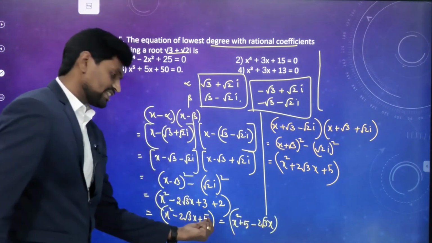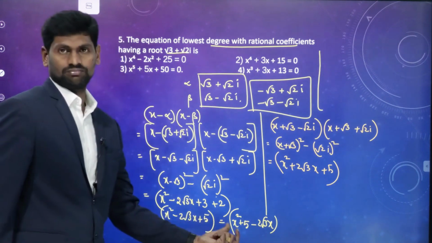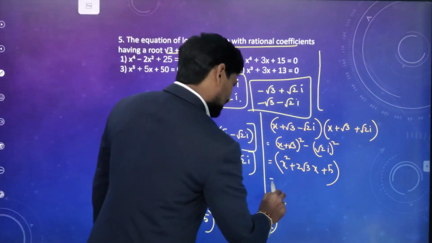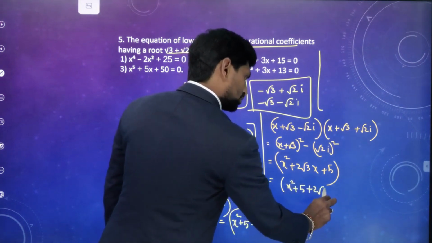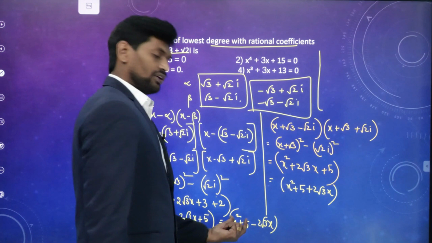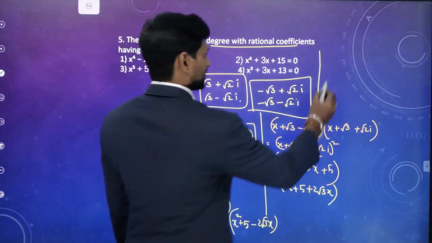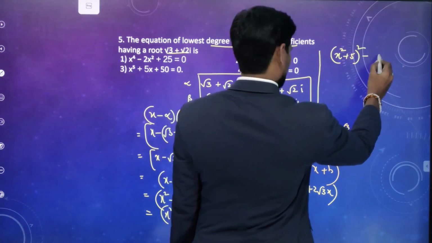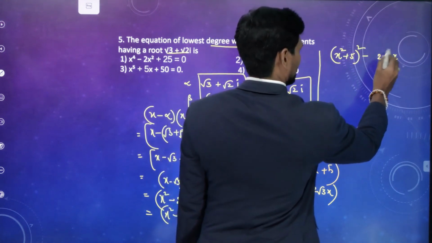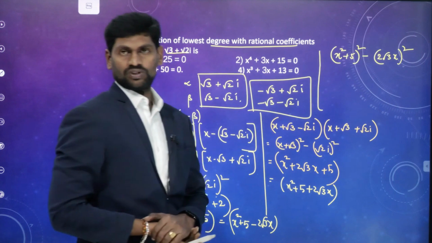Can I write like this? I am just interchanging the position of the second and third term. Now the other one is x square plus 5 plus 2 root 3x. Now again a plus b into a minus b, here a square minus b square. That is a square minus 2 root 3x whole square.